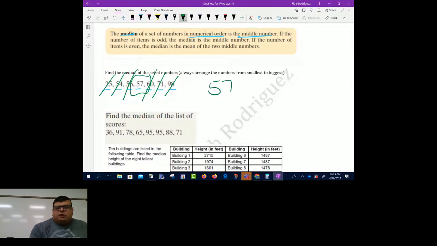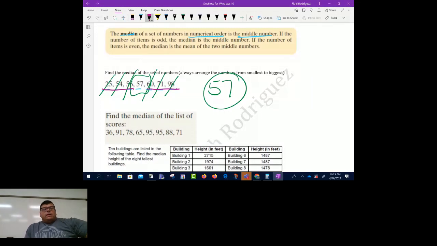Our median, y'all, is the number 57. What it means is that the number of numbers that are smaller than 57 and the number of numbers that are bigger than 57 are the same. 57 is kind of the middle. So there's 3 numbers smaller than 57 and there's 3 numbers bigger than 57.